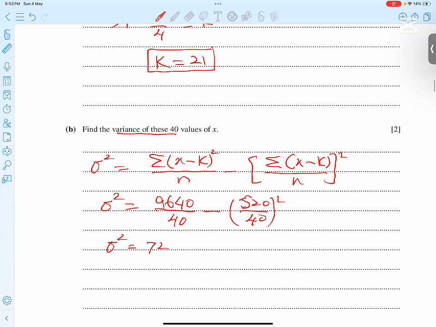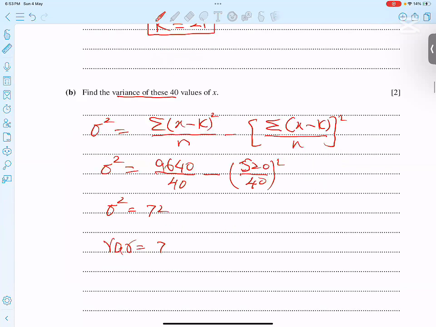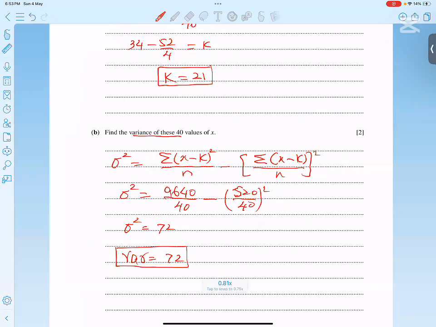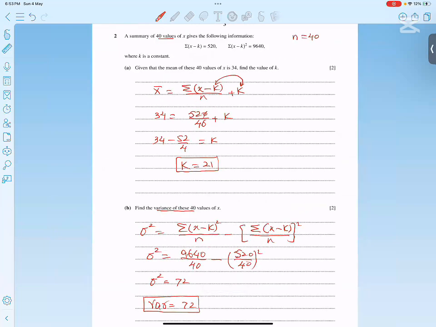This is called the variance. So the variance is 72. I believe the point is very clear. If we take the root of this, it will give us the standard deviation. And this question is over as well.